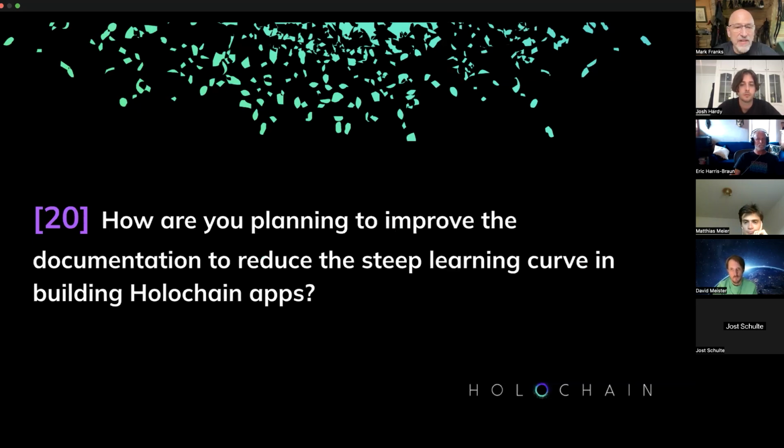How are you planning to improve the documentation to reduce the steep learning curve in building Holochain apps? So, great question. It's always a challenge for any organization to keep documentation updated. As you know, we've been in alpha for quite some time, and now have moved into beta. The sands have kind of shifted under people's feet here and there. We've had to update documentation. There's still stuff that probably could be updated, and we're identifying those and updating them as best we can. We'll continue to improve that process. That's something that I'll also have a focus on.